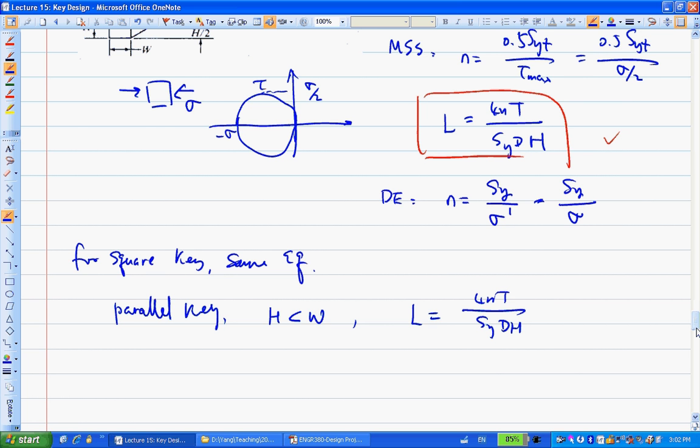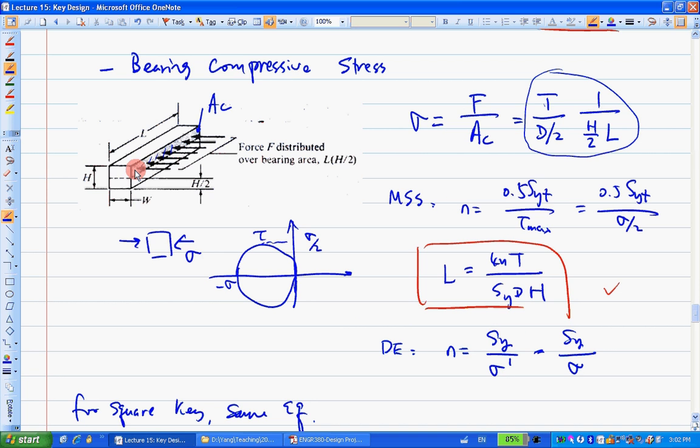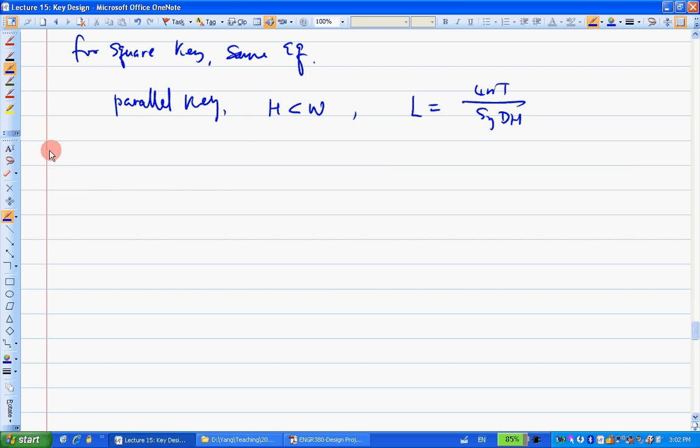Because the bearing stress is felt not just by the key, but also by the hub or the shaft surface. And if the shaft is not as strong as the key, then you want to design L so that the shaft doesn't fail under this bearing stress. That's the issue, but in our case, we're trying to avoid that special problem.